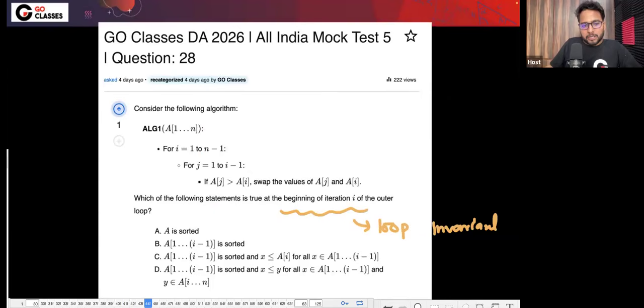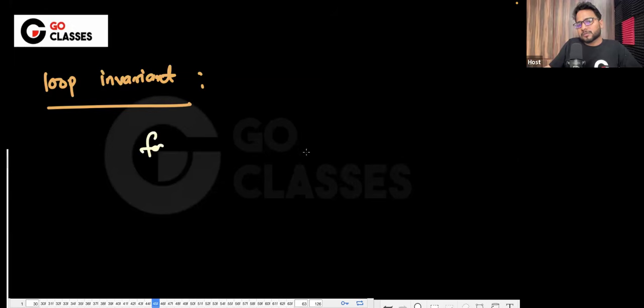Okay. So about loop invariant, let me tell you. Basically, it means that, let's suppose some algorithm is using some loop, right? For of something or something, right? It need not be a nested loop. It could be just one loop. Okay, one loop, two loops, doesn't matter.